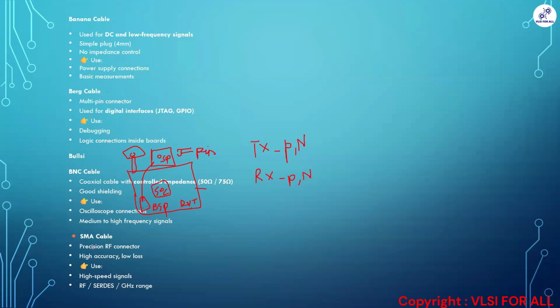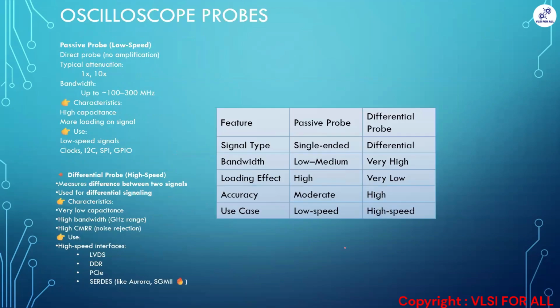Coming to the SMA cable, it is a precise RF connector with high frequency capability, and in use case, it is used for vector network analyzers and the like. And coming to the oscilloscope probe, we'll have the passive probe and differential probe. Passive probes have a pin type on one end. In the oscilloscope, we just need to pin it on.